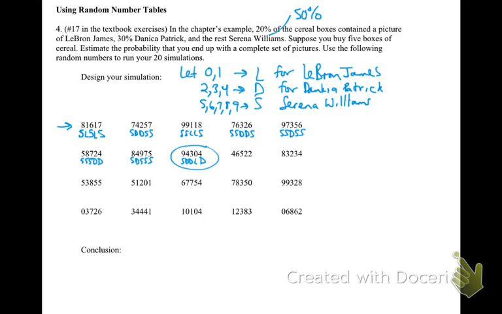Okay. The next one is D, S, S, D. We have S, D, D, D, D. And next row we have S, D, S, S, S. And then we have S, L, D, L, L. Oh, there's another complete set. That's an S. And then for the 67754, it's S, S, S, D. No complete set there. S, S, D, S, L. There's a complete set. S, S, D, D, S.